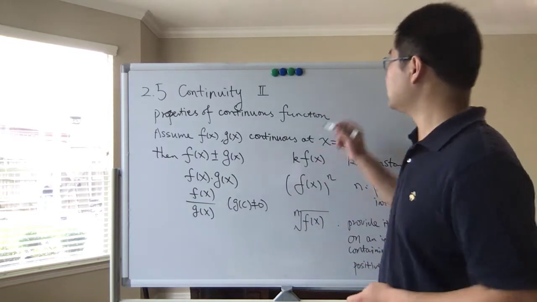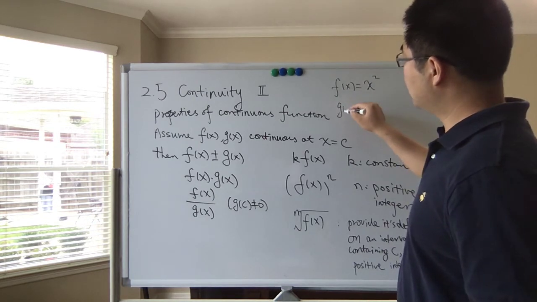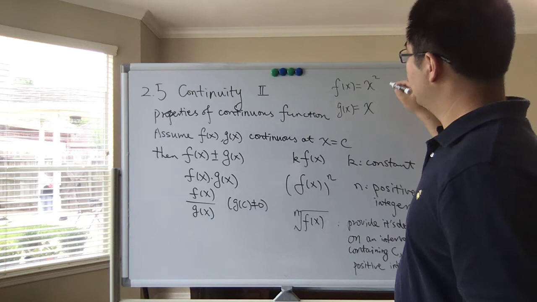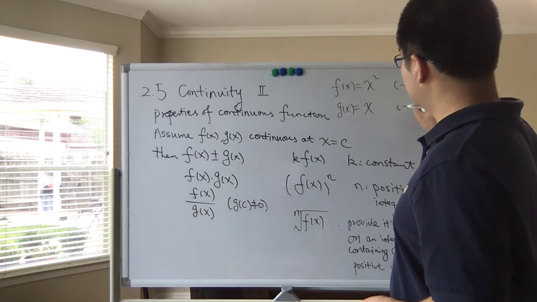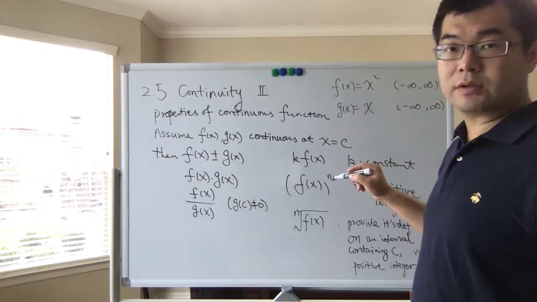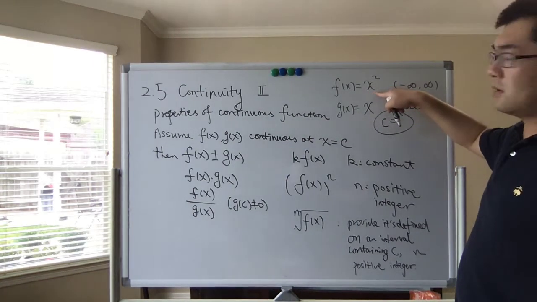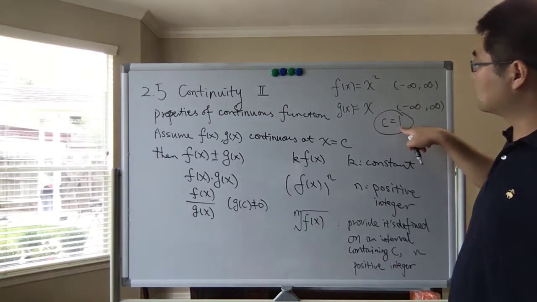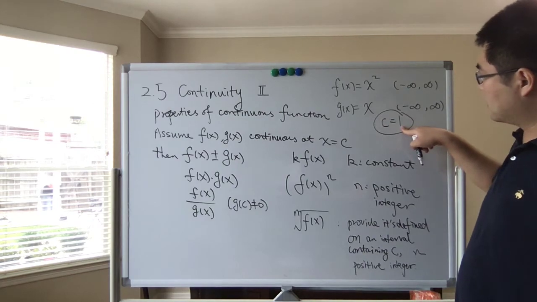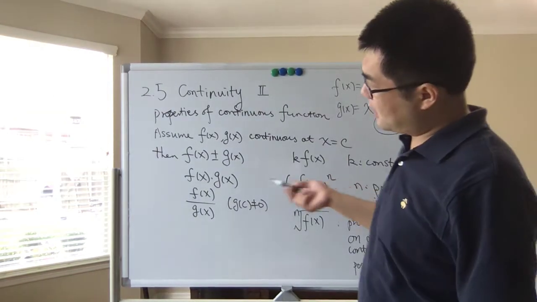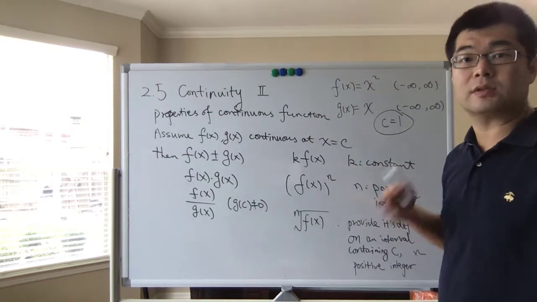For example, let's talk about something like this. f(x) equals x squared. Let's say g(x) equals, I don't know, like x. And these two functions are both continuous on all numbers, okay? Assume, let's see, set c equals 1. Pretty sure that this is a polynomial. It is continuous at x equals 1. g(x) is a straight line. It's also continuous at 1. Okay. As you can tell, guys, if you do the multiplication, that is going to give you x cubed. It's going to be still continuous at x equals 1.